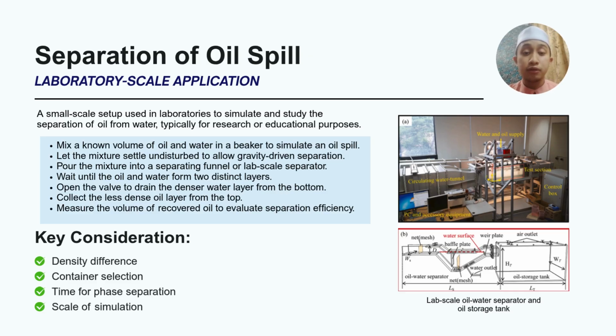This simple but effective method helps us understand key principles such as immiscibility and density-based separation. Some important considerations at this scale include the selection of container, time for separation, and scale of the simulation. These factors help ensure a reliable and observable separation process.